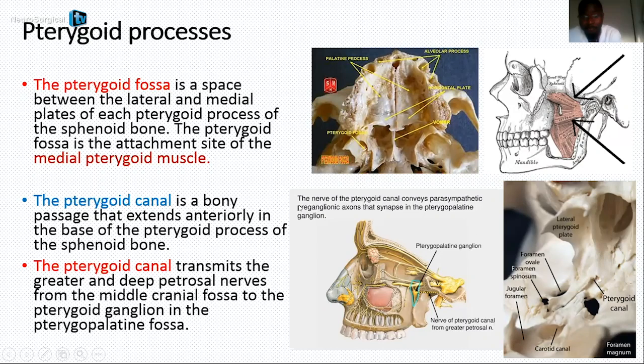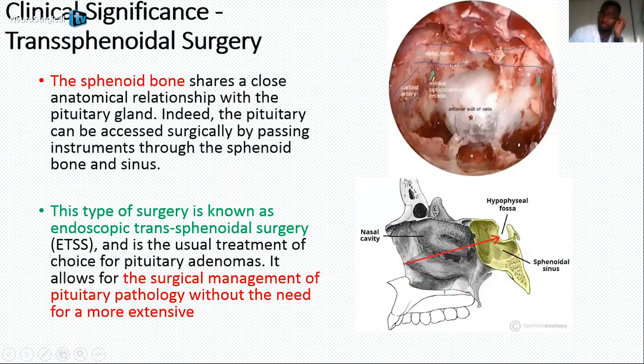So, are we going to talk about clinical significance? The sphenoid bone shares a close anatomical relationship with the pituitary gland. Indeed, the pituitary can be accessed surgically by passing instruments through the sphenoid bone and sinus. This type of surgery is known as endoscopic transsphenoidal surgery, and it is the usual treatment of choice for pituitary adenoma. It allows surgical management of pituitary pathology without the need for a more extensive approach.